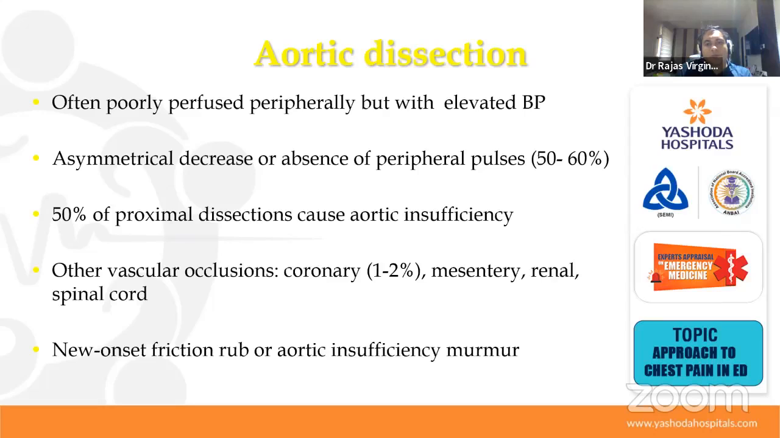So this is a bit of a paradox. When you see an aortic dissection, they have a very elevated blood pressure, but there might be areas or extremities which are very poorly perfused, especially when you don't have a pulse in the leg. That is an extreme red flag in the context of chest pain.